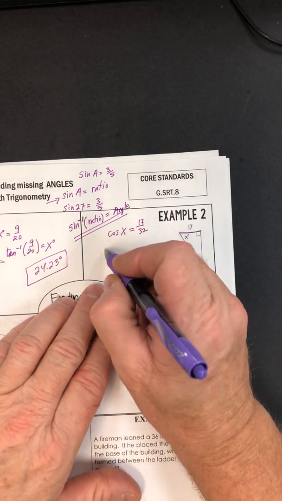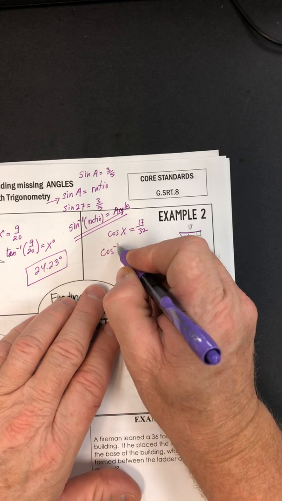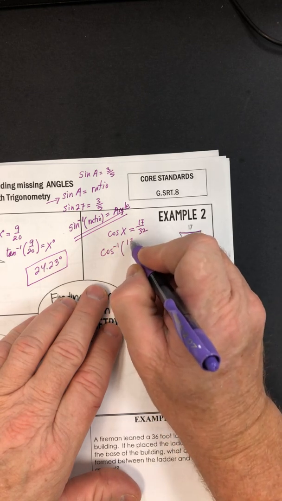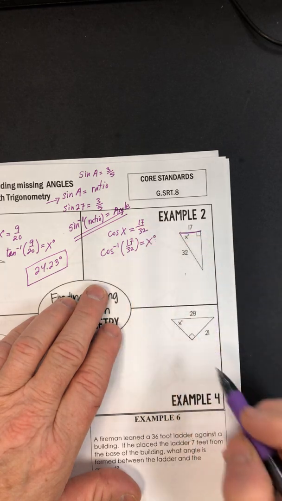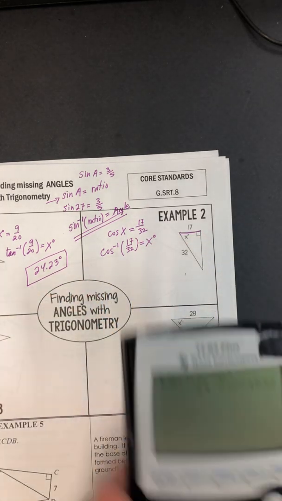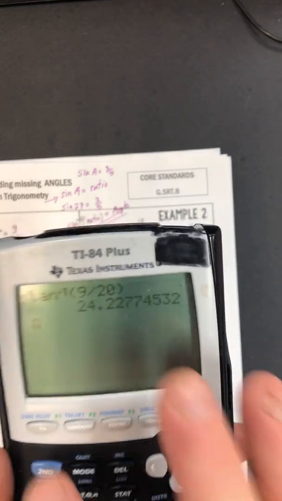Since we're solving for the angle, we can rewrite it as the inverse cosine of 17 over 32 is going to equal my angle in degrees. So, calculator. Second cosine.